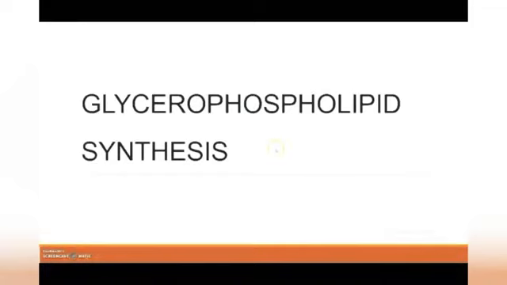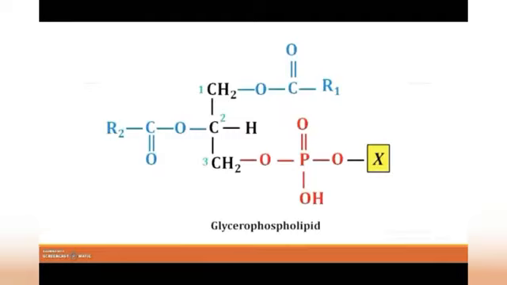Next is glycerophospholipid synthesis. This is the structure of glycerophospholipid. There is a glycerol backbone here. This is the C number 1, C number 2, and C number 3. In C number 1 and C number 2, there are fatty acids that bind to it. And at C number 3, there is a phosphate group and a polar head group symbolized as X. It may be an amino alcohol or etc.